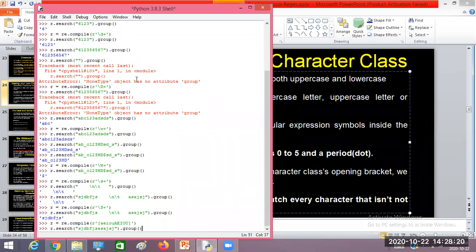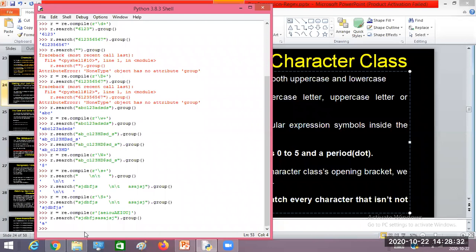Where is the first vowel? What is the first vowel in this string? In the entire string, what is the first vowel? A, sir. Here it is A. So now it is going to print A. Are you getting it? Yes, sir.